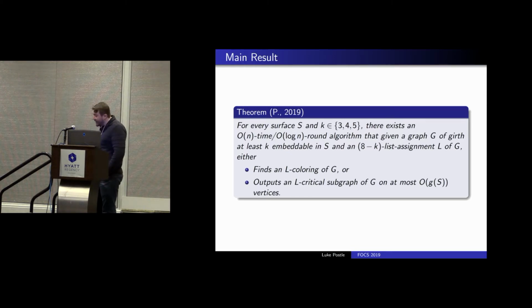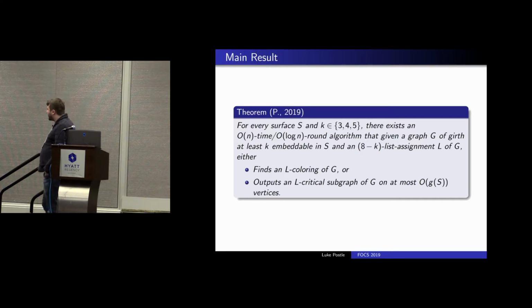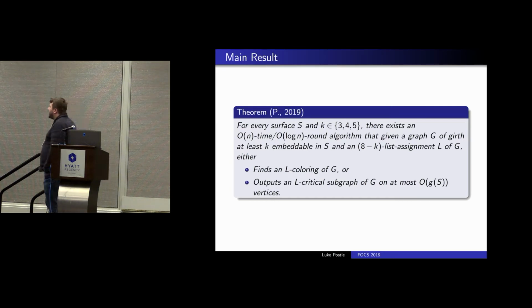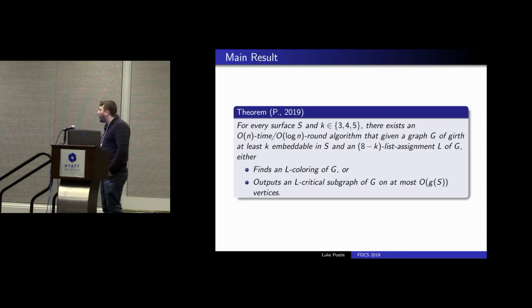It's actually the same algorithm that, given a graph G of girth at least k, so 3, 4, 5, and an 8 minus k list assignment L of G, so that'd be 5, 4, or 3, this algorithm will either find an L-coloring of G, so it'll find your list coloring, or if it fails, because not all such graphs might have a coloring, it will output an L-critical subgraph of G on at most linear in genus vertices. So it'll show you a very small obstruction for why this is not possible.